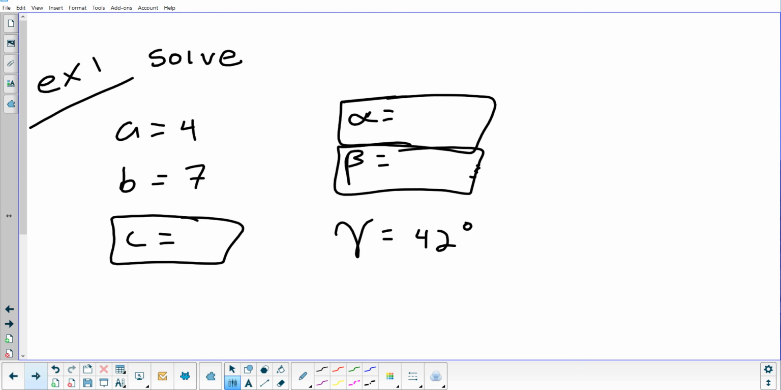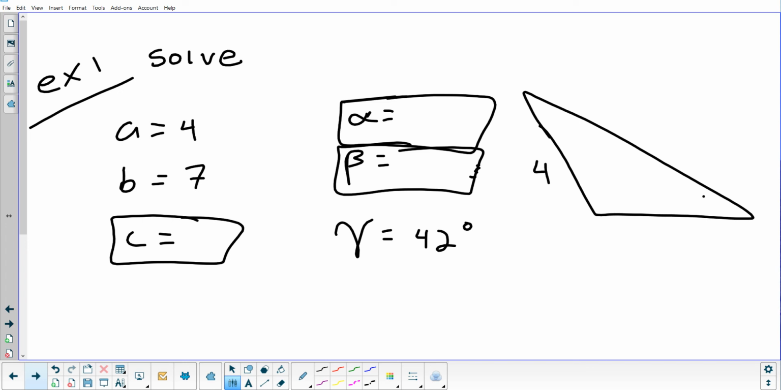Now we're going to solve it. This is a side angle side problem. So if you want to sketch it, you could put A, alpha, B, beta, C, gamma. So you can see when I set up my triangle, SAS. SAS falls under law of cosines.